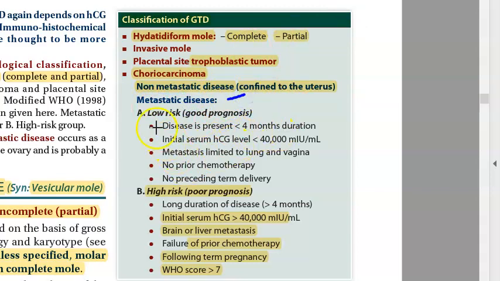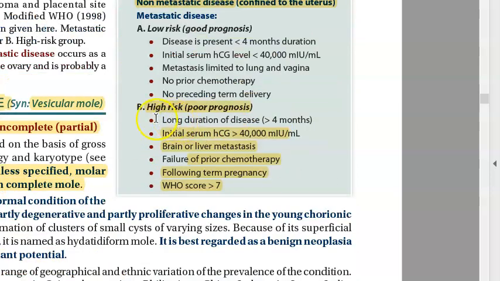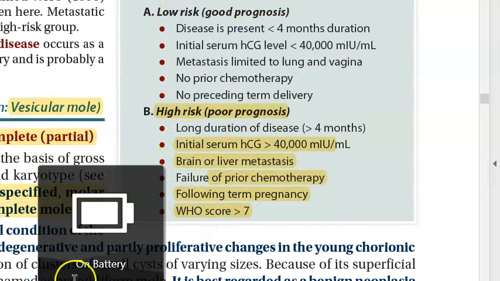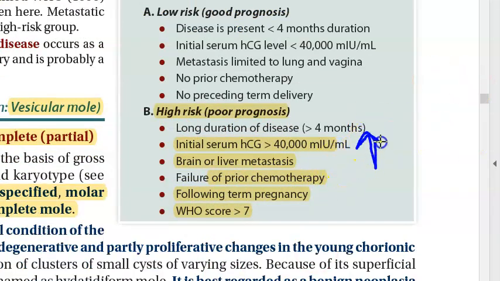There you have something called low risk and high risk. Let's look at the high risk one, that is poor prognosis it will have. What will be the features of poor, high risk choriocarcinoma? So basically there can be very high HCG, long duration of disease. It has already metastasized to the brain, to the liver. There is failure of chemotherapy. It is following a term pregnancy. We told you, right? After normal pregnancy, if there is choriocarcinoma, it has poor prognosis.